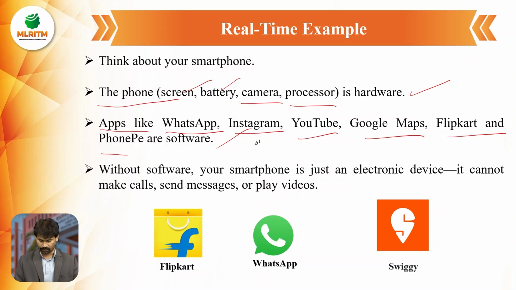Software application. Without software, your phone is just an electronic device, because you can't make a call, or send a message, or play any video, or browse. Without software, if only hardware is there in the device, it will be just an electronic device. Whenever both hardware and software combine, it becomes a smartphone.